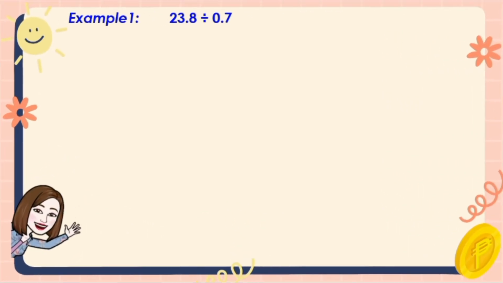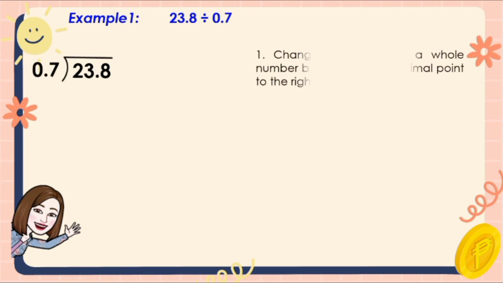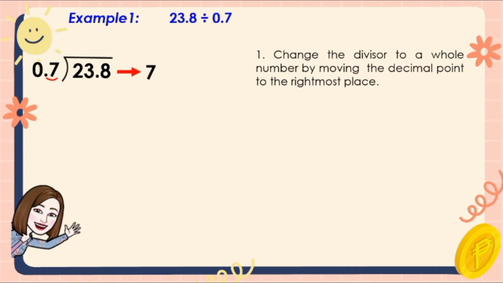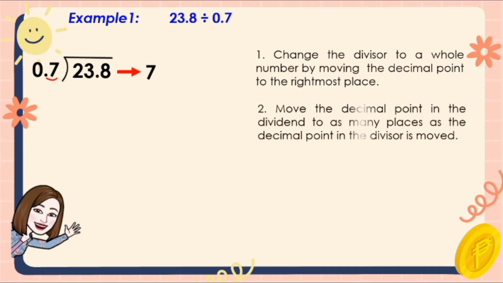Example number 1, 23 and 8 tenths divided by 7 tenths. Step 1, change the divisor to a whole number by moving the decimal point to the rightmost place. Our divisor is 7 tenths. So, ililipat po natin ang decimal point sa pinakadulo sa kanan para maging whole number. So, magiging 7.